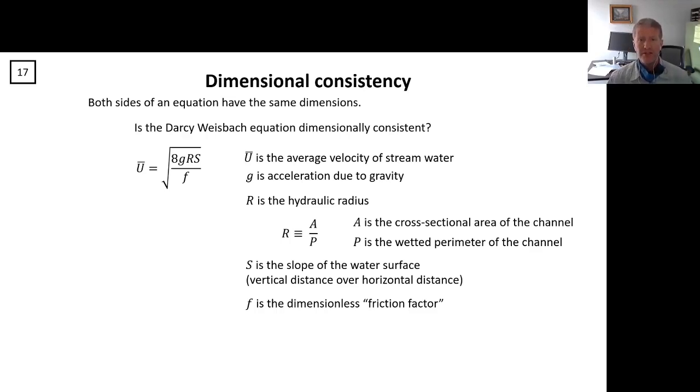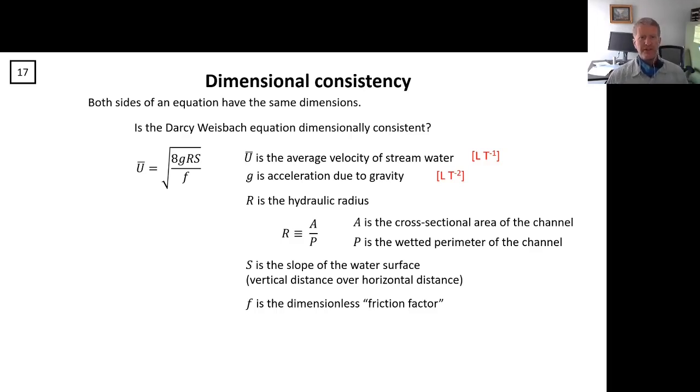Now, in order to do a dimensional analysis with this equation, we have to know the dimensionality of all the variables. So U is an average velocity. We talked about that in terms of the basic equations of Newtonian physics. A velocity, hopefully logically, is going to be a length per time. g is an acceleration due to gravity. Well, acceleration, we talked about that too. That's the change in velocity over time, so that's a length per time per time. Those times can be combined to give you length per time squared.